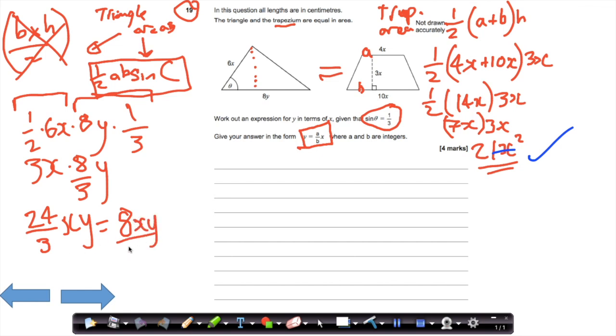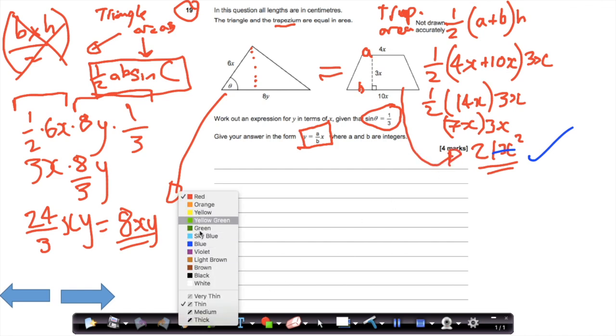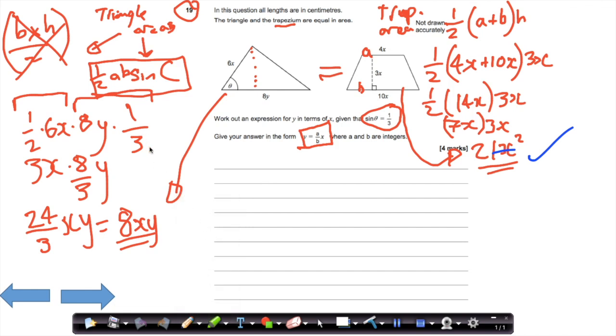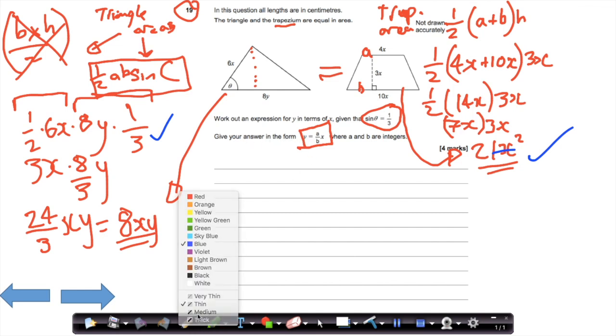So we have an expression now for the area of the triangle, and we have an expression for the area of the trapezium. Okay, so like I said, the mark could be awarded up here, but you will need these follow-on points to get to 8xy, which is going to be useful for working out the answer in the form y equals a over b x.